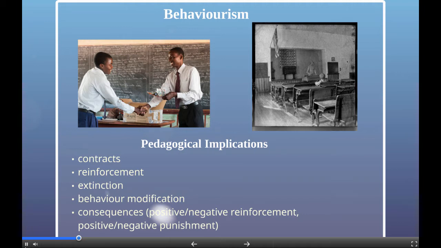Consequences occur right after behavior. They include positive reinforcement, such as smiling after a correct response; negative reinforcement, such as removing homework if students succeed on a pop quiz; positive punishment, maybe giving a student a 0 for a late assignment; and negative punishment, for example, not allowing a student to go home on time if the homework is not done.